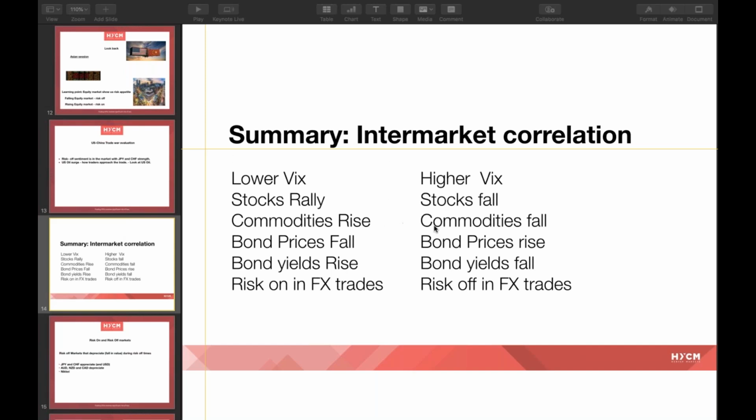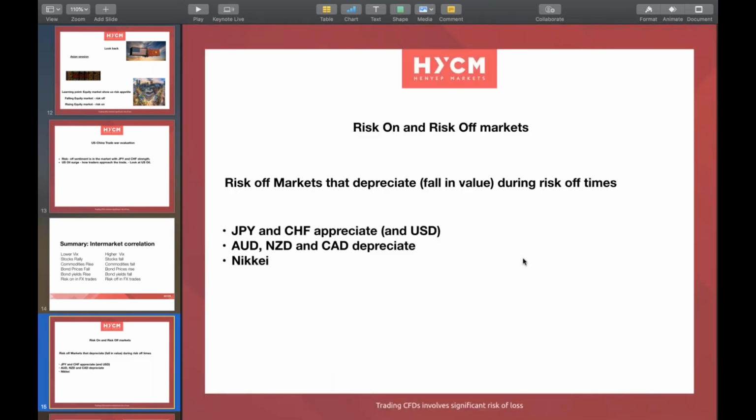Okay, now here's the intermarket correlation. Just take a screenshot of that. It helps you to know with risk on. So lower volatility index, you'll see stocks rallying, commodities rising, bond prices falling, and that's yields rising. That's risk on. Risk off market, higher volatility index, you see falling stocks, falling commodities, rising bond prices, falling bond yields. That's risk off. And remember, we're interested in a risk on or risk off market because it gives us a bias of various currencies.